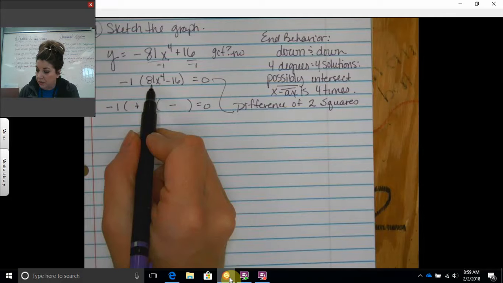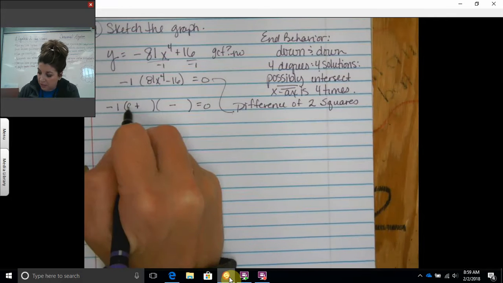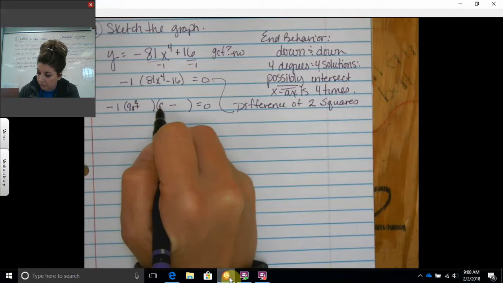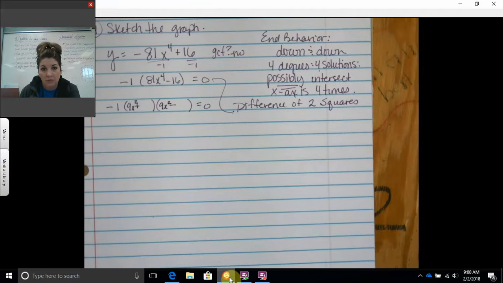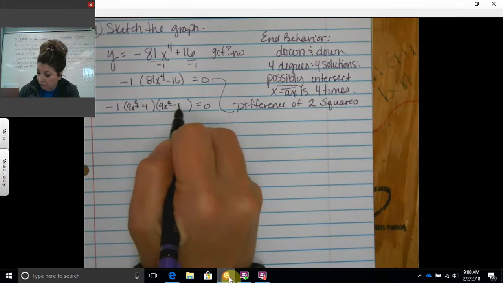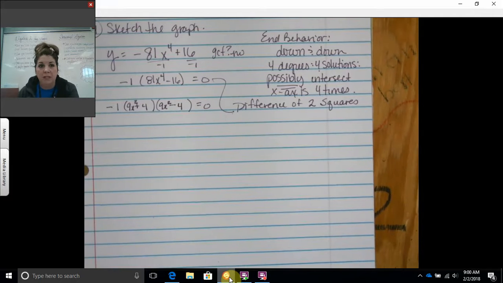What is the square root of 81x to the 4th? 9x squared. What is the square root of 16? 4. So it's jumbled up a little bit. It's 9x squared plus 4 and 9x squared minus 4.